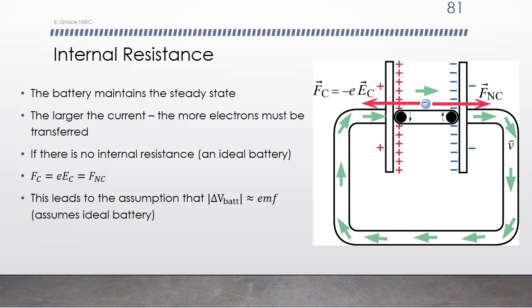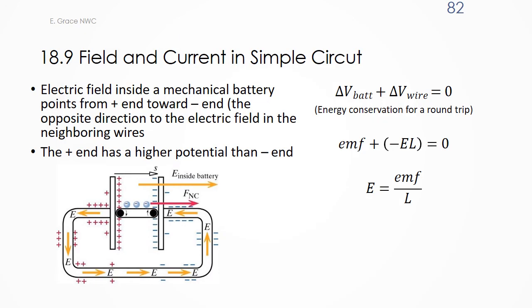And this would lead to the assumption that the delta V of a battery is equal to EMF, which assumes an ideal battery. And for a lot of our equations, we're just going to assume an ideal battery. So all of the delta V calculations you've been doing thus far in your labs have assumed the ideal battery. And I will tell you, our batteries are not ideal.